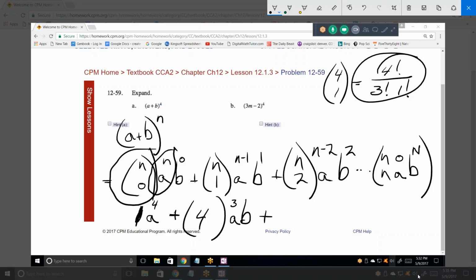Next term? 6. Next term? A to the 2nd, B to the 2nd. And next term? 4, A and B to the 3rd. And the last term? 1, B to the 4th. When I said Pascal's triangle, 1, 4, 6, 4, 1, that's how Pascal's triangle works.